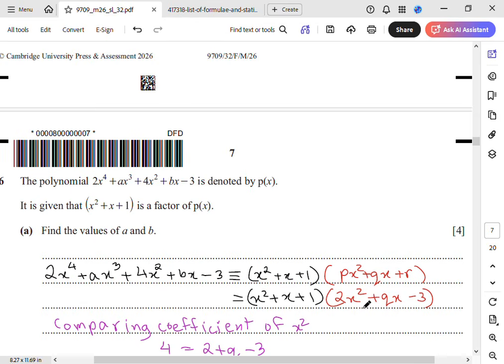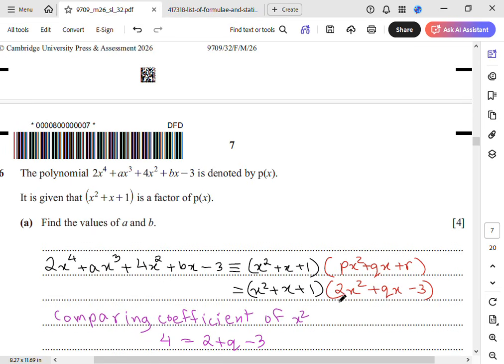So you have already figured out two of the coefficients of the other quadratic factor. Now I cannot compare this because I do not know the coefficient of x cubed, I do not know the coefficient of x, but I know the coefficient of x squared, right? So I'm going to compare that, and from there I'm going to find the value of q, right? So how can I get x squared? x squared times minus 3 will give you x squared, x times qx will give you x squared, and 1 times 2x squared will give you x squared, right? So there are three ways you can get x squared.